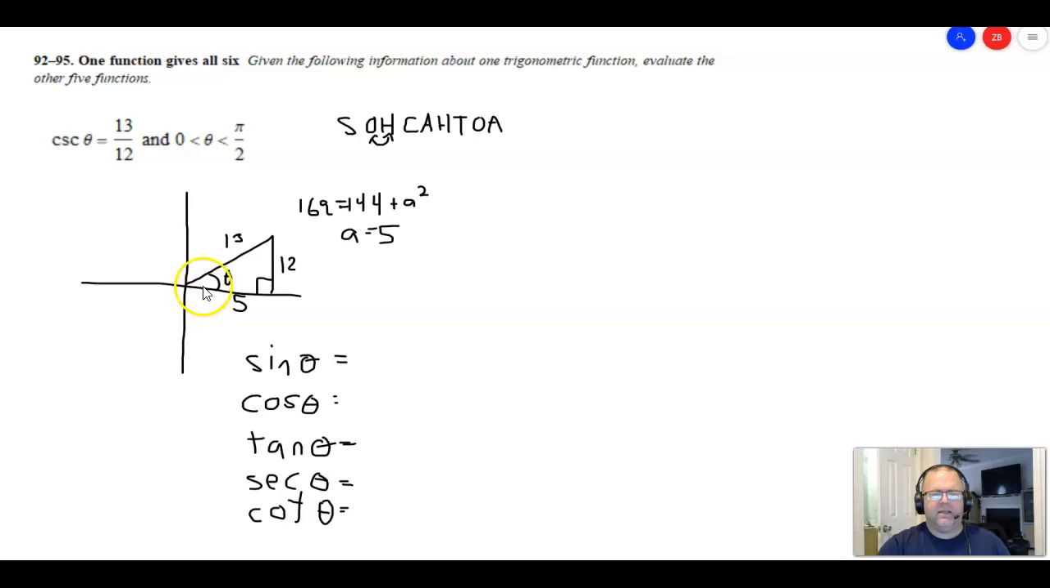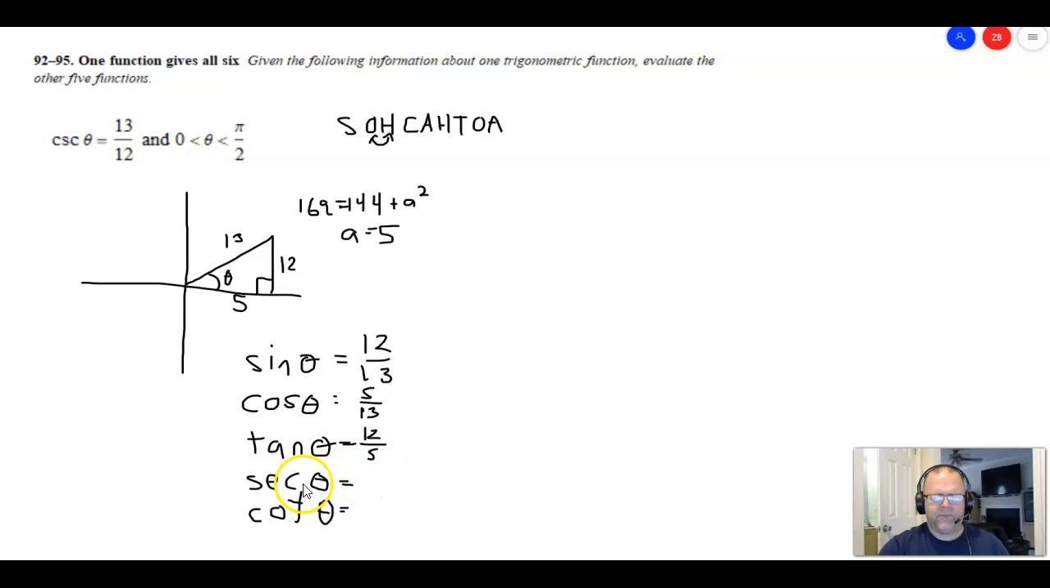Alright, so the sine is opposite over hypotenuse, so that would just be 12 over 13. Cosine is adjacent over hypotenuse, so with this theta it would be 5 over 13. Tangent is opposite over adjacent, so 12 over 5.